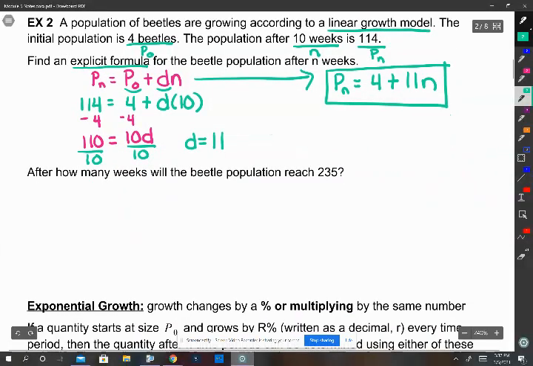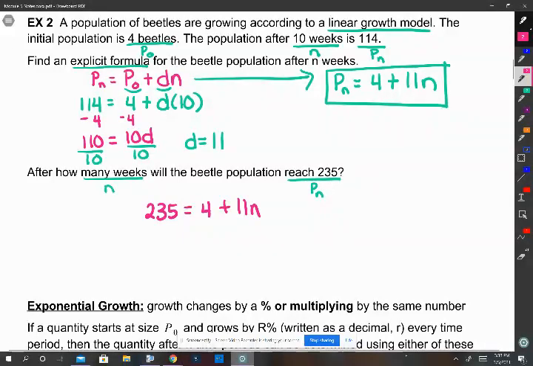So now when I look at example 2 and it says, well, how many weeks is it going to take? So we're solving for N. This is the part we don't know when the population reaches 235. So this is our P sub N. And we're going to plug it into that formula up above and just solve. So P sub N is 235. And that's going to equal 4 plus 11N. And we're looking for how many weeks it's going to take to have 235 beetles.